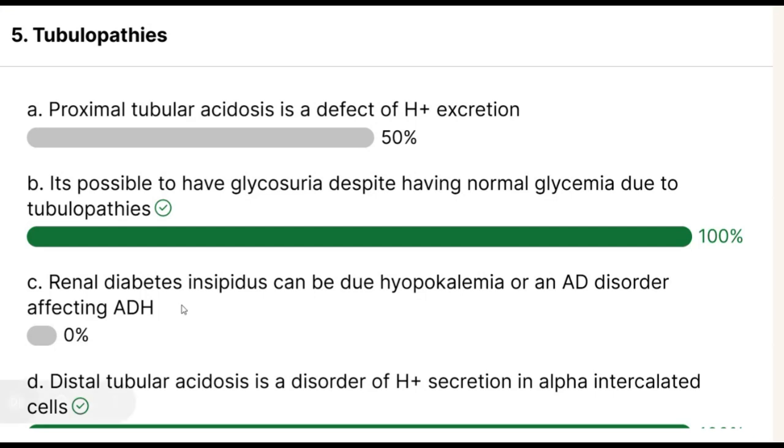And then the last one, distal tubular acidosis is a disorder of H plus secretion in alpha intercalated cells. Yep, that statement's true. It's a fact. So if we don't have any doubts, I think we can go on to the next part.